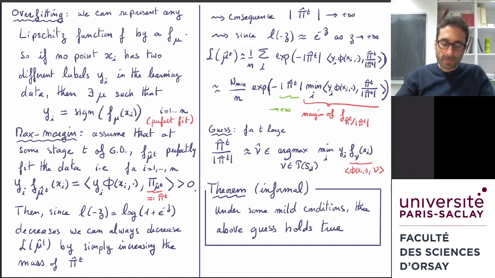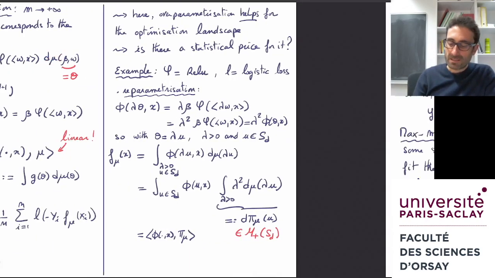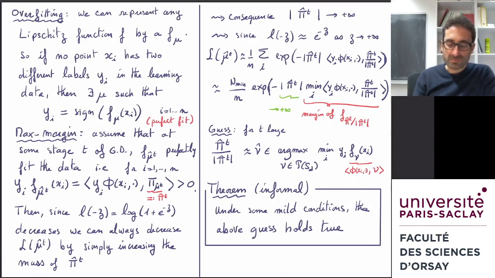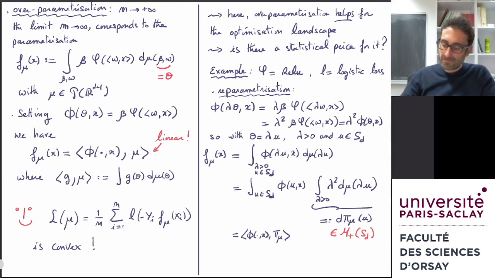All right, so now we will do an analysis which is very similar to what we have done for logistic regression. We consider gradient descent on this parameter mu here. We assume that after some t steps, I have something that perfectly fits the data, which means that y_i and f mu_t of x_i have the same sign. I remind you that I can represent this function by this integral here. And just to have more readable notation, I will denote this by mu hat t, so p hat t is this for mu hat t here.